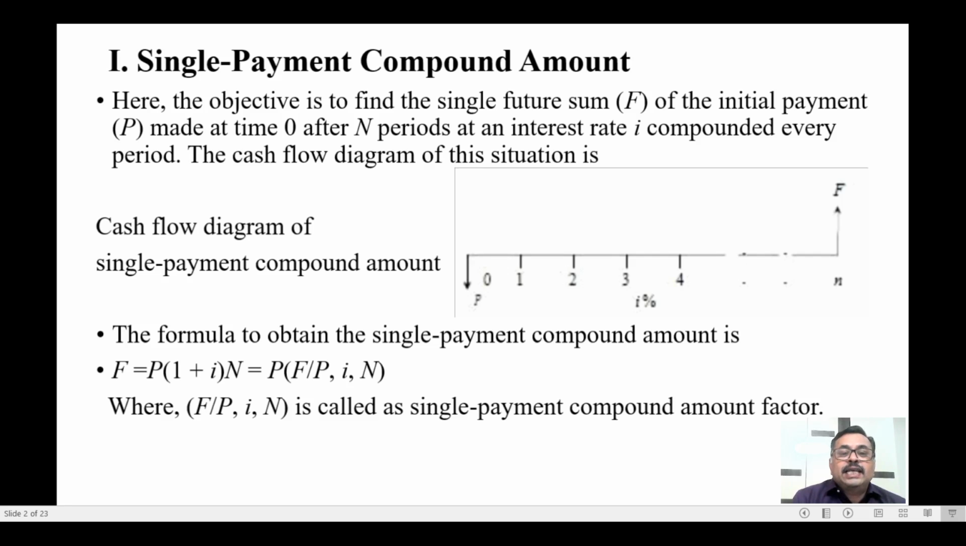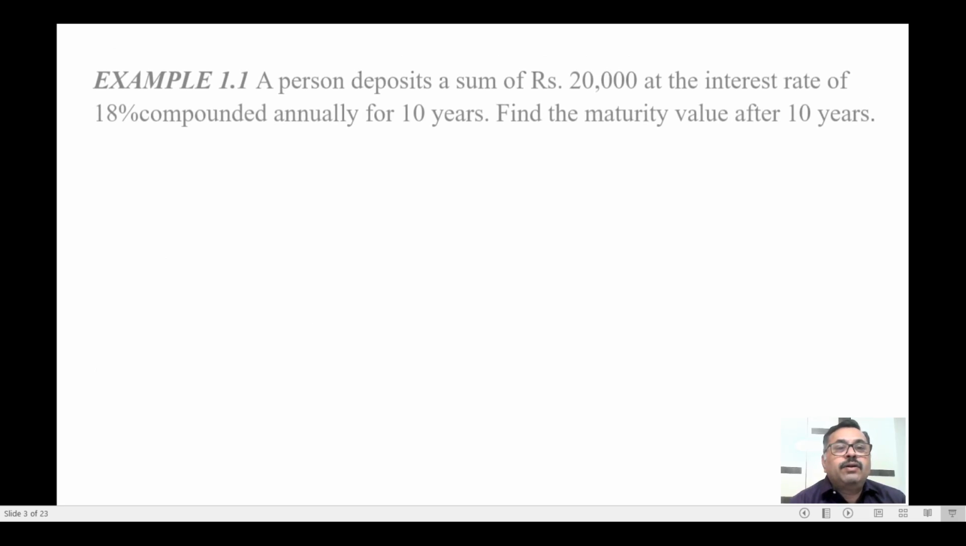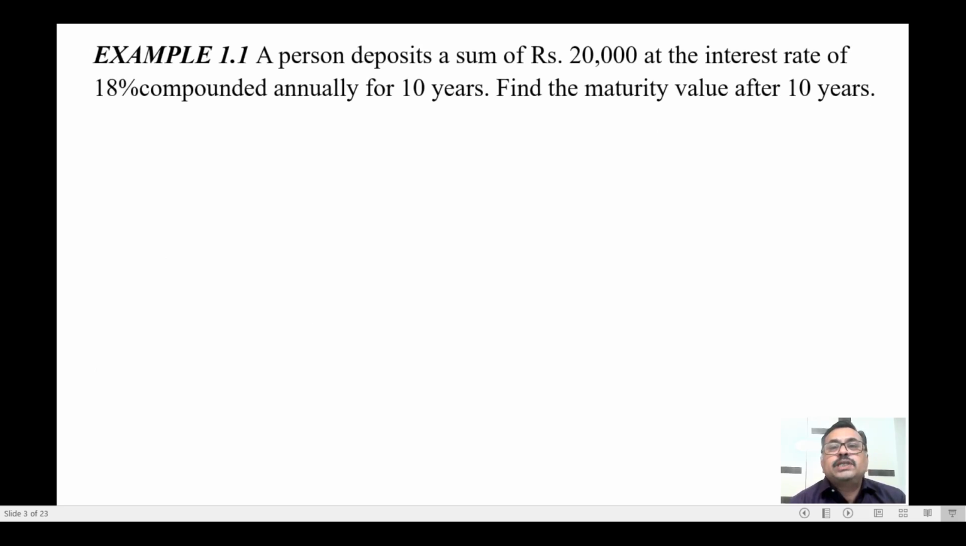It is represented as P into F bar P comma I comma N, where F bar P comma I comma N is the single payment compound amount factor that we will be using. Let us take one problem and see how exactly you are going to calculate this. A person deposits an amount of 20,000 rupees at the interest rate of 18% compounded annually for 10 years. Find the maturity value after 10 years.